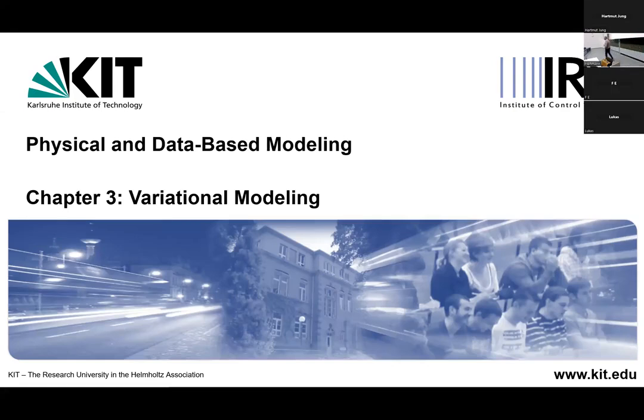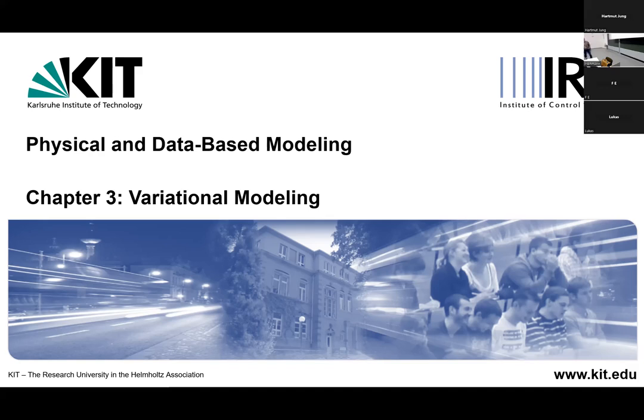I come to the next section of physical database modeling. We jump into the next chapter, chapter 3, which is called variation modeling, and somehow try to reduce the problems of this general physical model. So we learned last time about the bond graph, all these non-causal modeling strategies and network circuit modeling, all these.